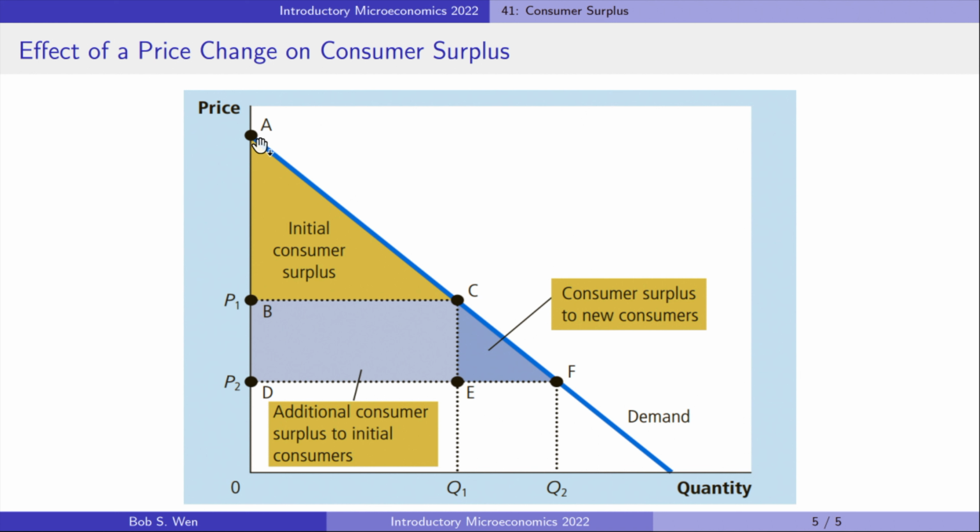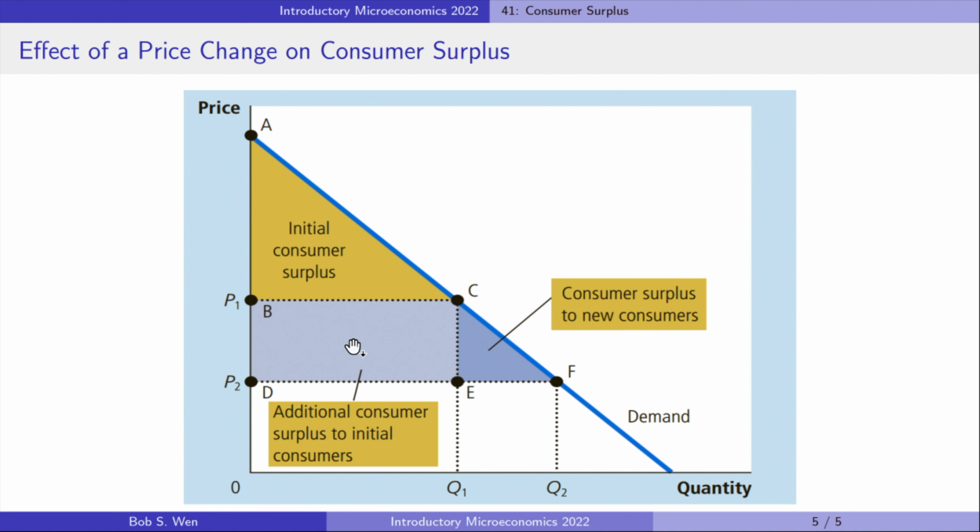This increase in consumer surplus is composed of 2 parts. First, those buyers who were already buying Q1 of the good at a higher price, P1, are better off because now they pay less. The increase in consumer surplus of existing buyers is the reduction in the amount they pay. It equals the area of the rectangle BCED.